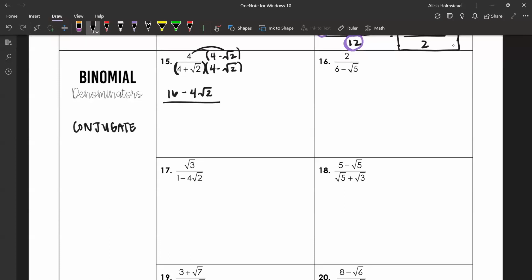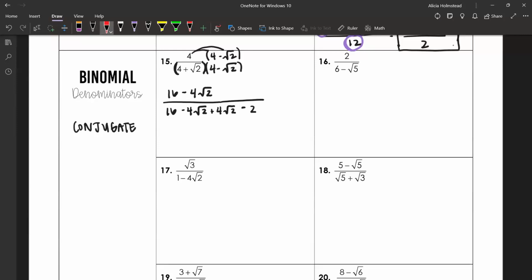So you're first going to do 4 times 4, which is 16, and then 4 times negative square root of 2, which is negative 4 square root of 2. Square root of 2 times 4 is positive 4 square root of 2, and then square root of 2 times the square root of 2. Well, when you have a square root times itself, it's just the radicand, so that'll be negative 2.